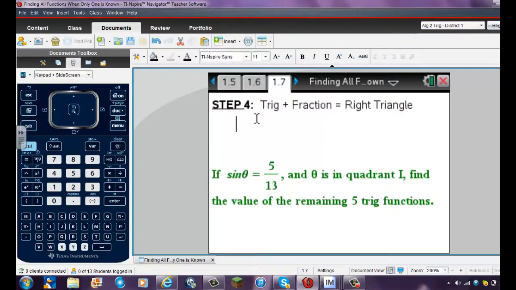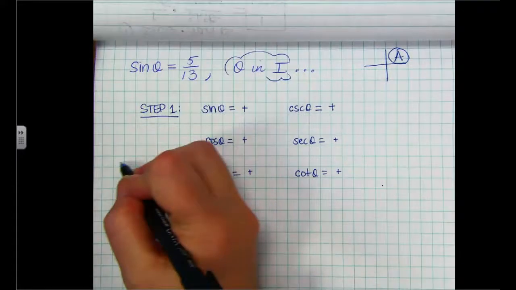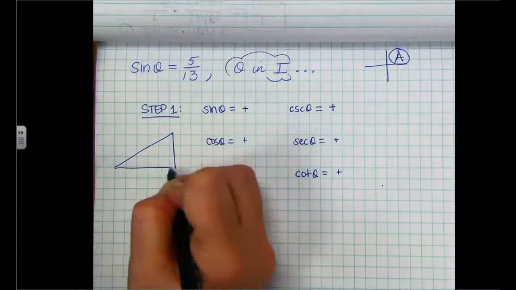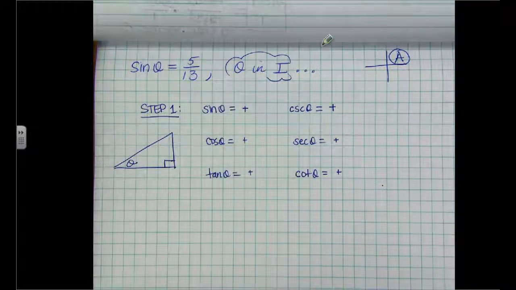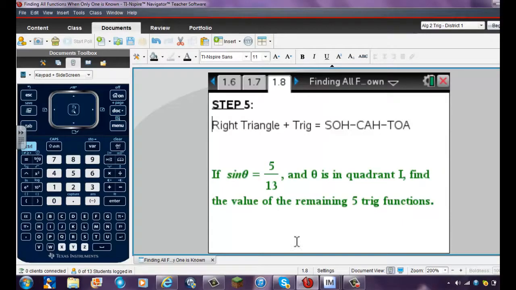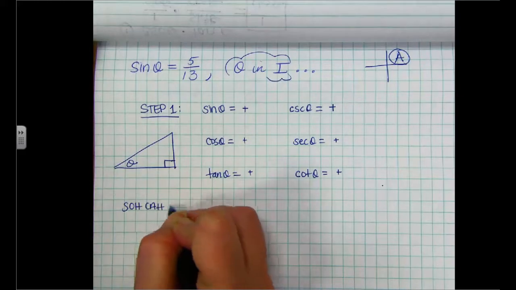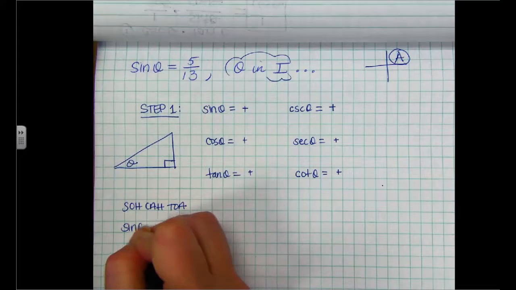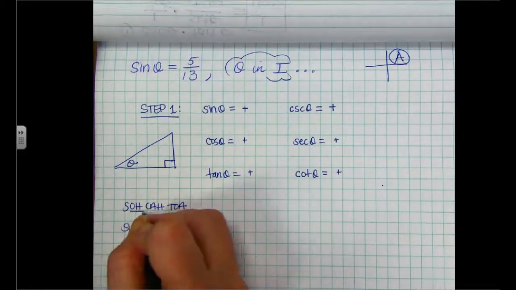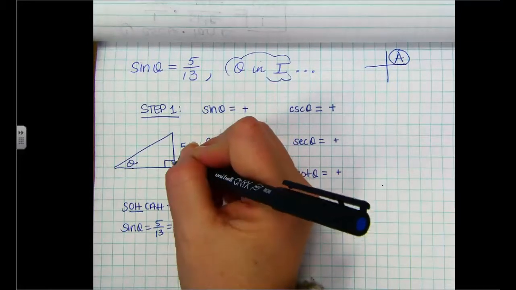Step 4. One of the big ideas is that when you see trig in a fraction, you still draw right triangles like the good old days. I have sine in a fraction, so I'm going to draw a right triangle and label one of my angles theta. And then when you have a right triangle and trig, you have to remember your good old friend SOHCAHTOA. So, SOHCAHTOA, sine is opposite over hypotenuse, cosine adjacent over hypotenuse, tan opposite over adjacent. I was given sine is 5/13, so that means the side opposite theta is 5, I label it, and the hypotenuse is 13, I label that.